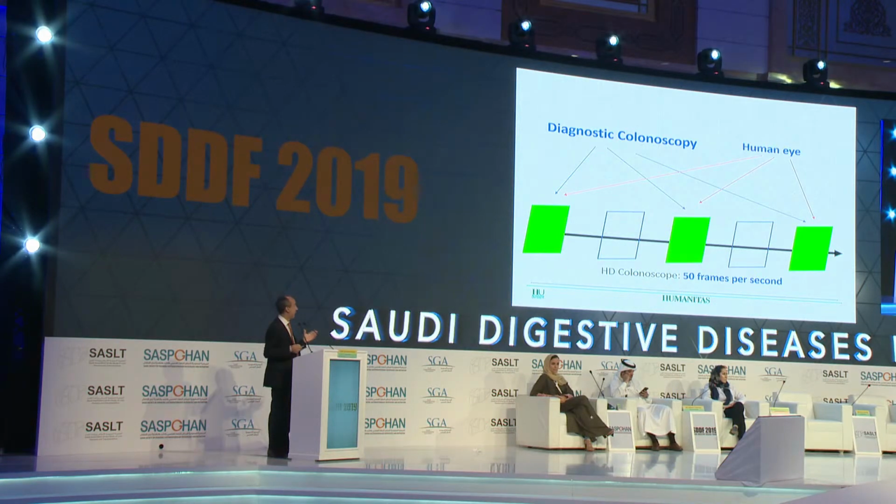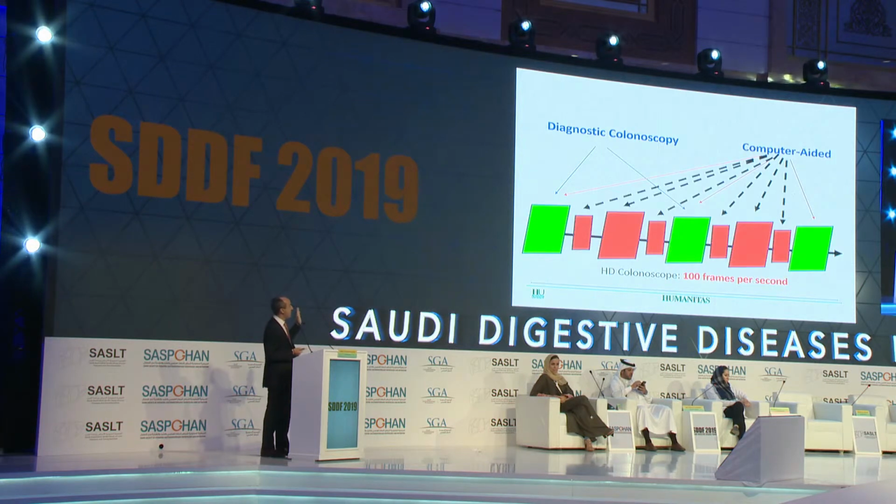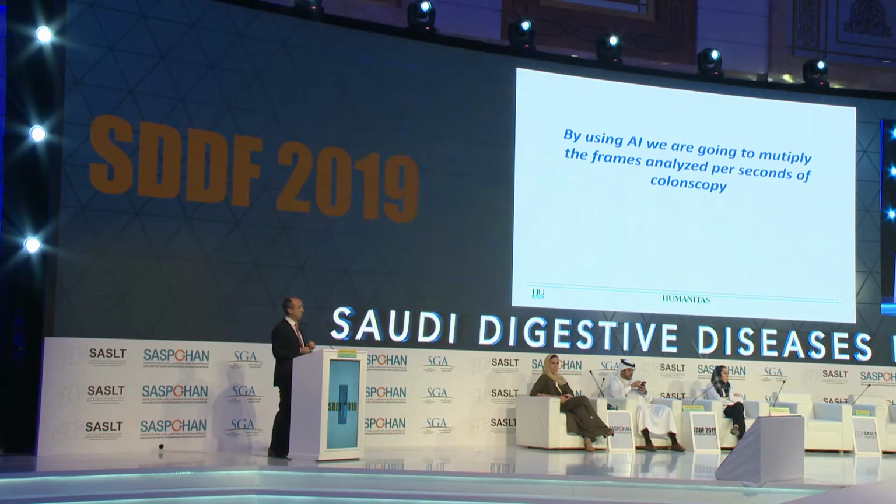And so this is how it works normally. This is myself. I'm doing diagnostic colonoscopy. I'm using a latest generation beautiful scope, BLI, LCI, but my human eye has a certain capability which I cannot go over. So I can pick just a limited number of frames per second. So when I use the computer aided system, it may do much better because it will take all the single frames that are generated by the high definition scope. So using AI, we are just going to multiply the frames analyzed per second during the colonoscopy.